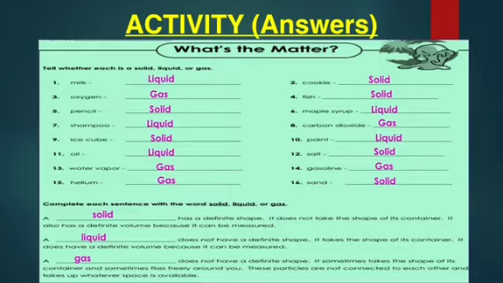It also has a definite volume because it can be measured. Second one, a liquid does not have a definite shape. It takes the shape of its container. It does have a definite volume because it can be measured. Third one, a gas does not have a definite shape. It sometimes takes the shape of its container and sometimes flies freely around you. These particles are not connected to each other and take up whatever space is available. I hope you got all the answers right.